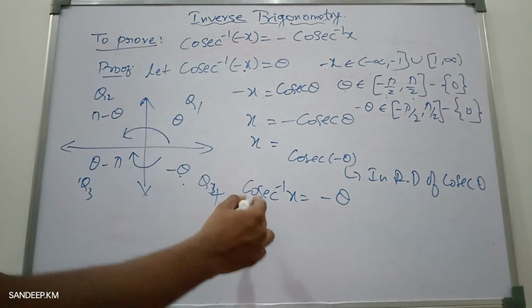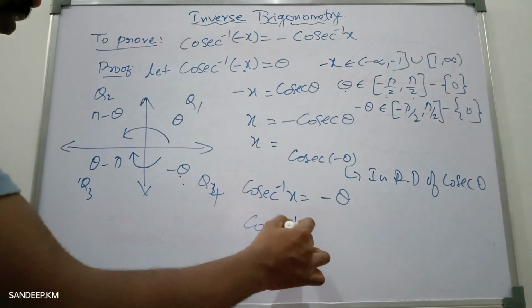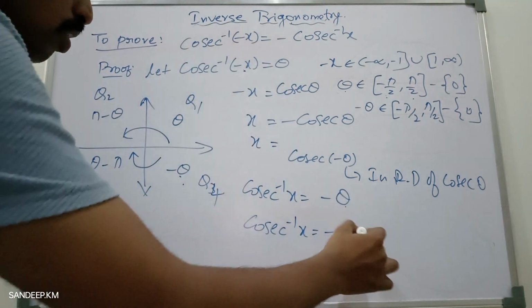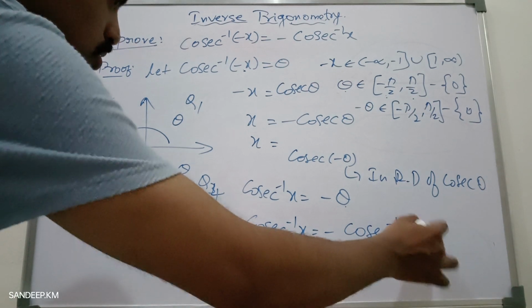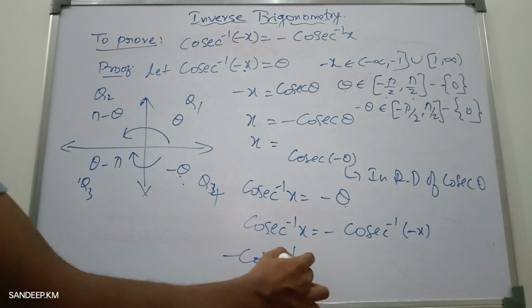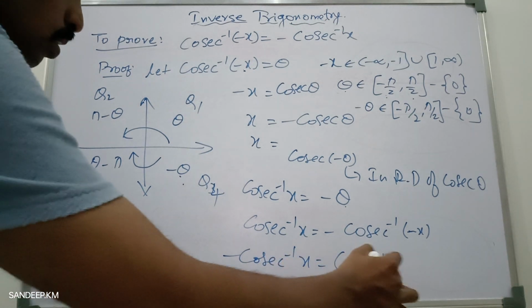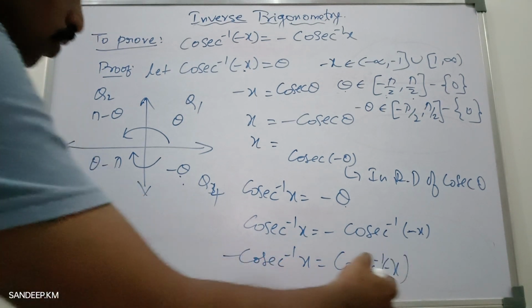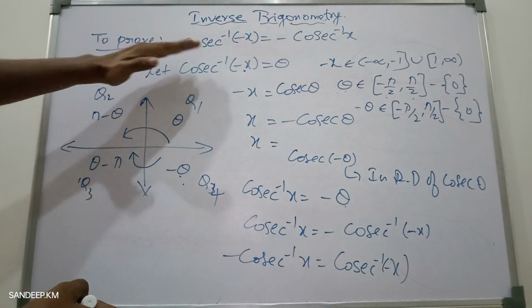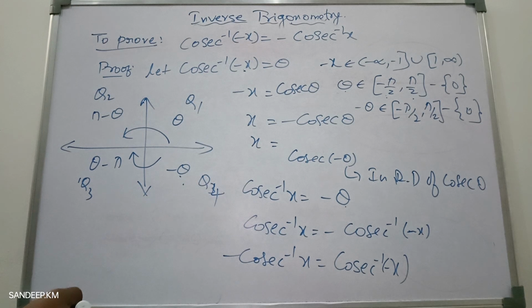Okay, fine. Cosec inverse of x is equal to minus theta. What is theta here? Theta is cosec inverse of minus x. So multiply with minus on both sides, and you get your proof. Therefore cosec inverse of minus x is equal to minus cosec inverse of x. We will also see how to prove that secant inverse of minus x is equal to pi minus secant inverse of x.